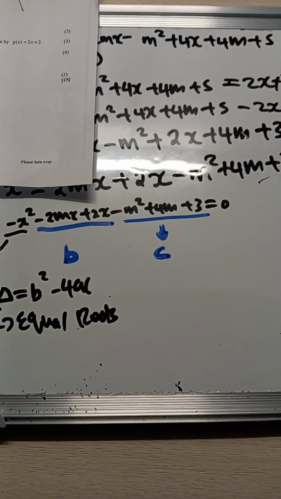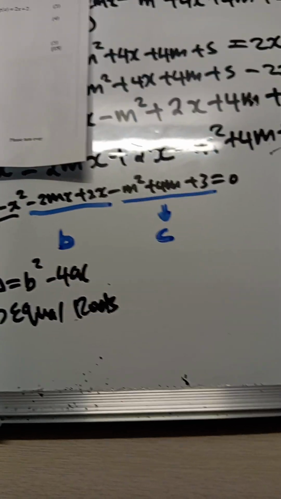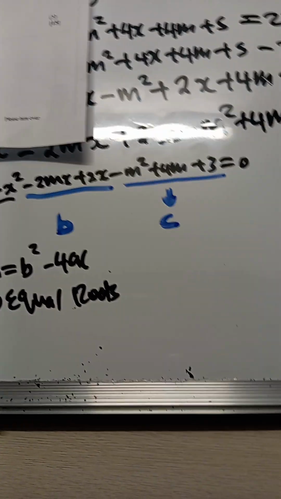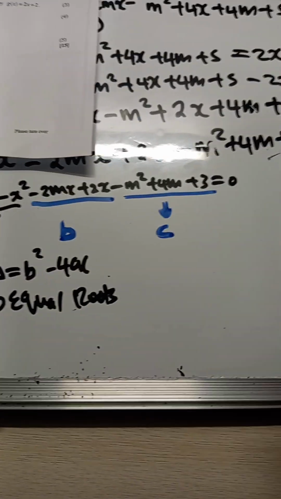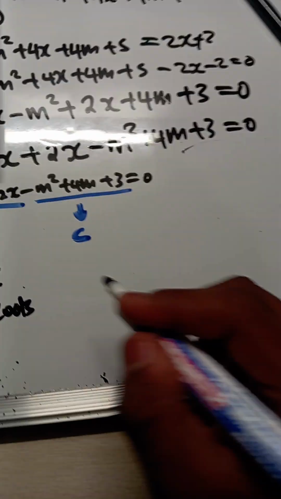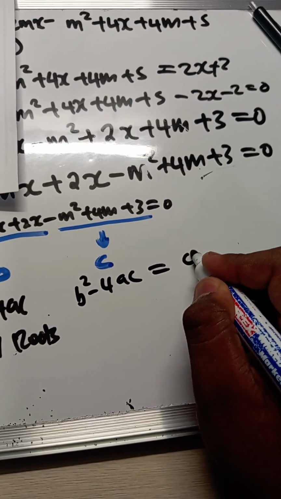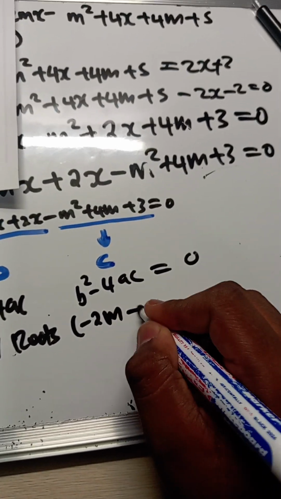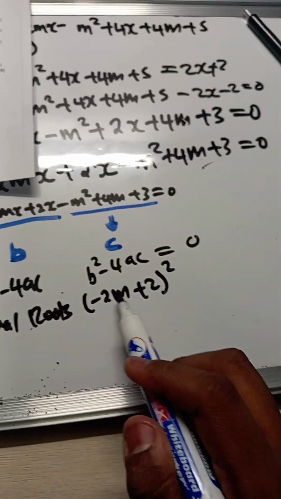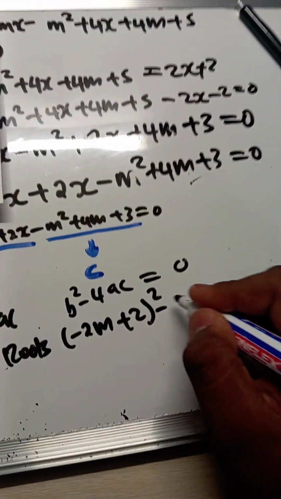Since I'm using the one of equal roots, why am I using it? Because a tangent has only one point of contact with the curve that it is in contact with. That's why I'm using equal roots. Now I'm just going to have b squared minus 4ac equals 0. What is my b there? I just have negative 2m plus 2. I hope you know the reason why I'm not including x, because of nature of roots. You must study your nature of roots and know everything.